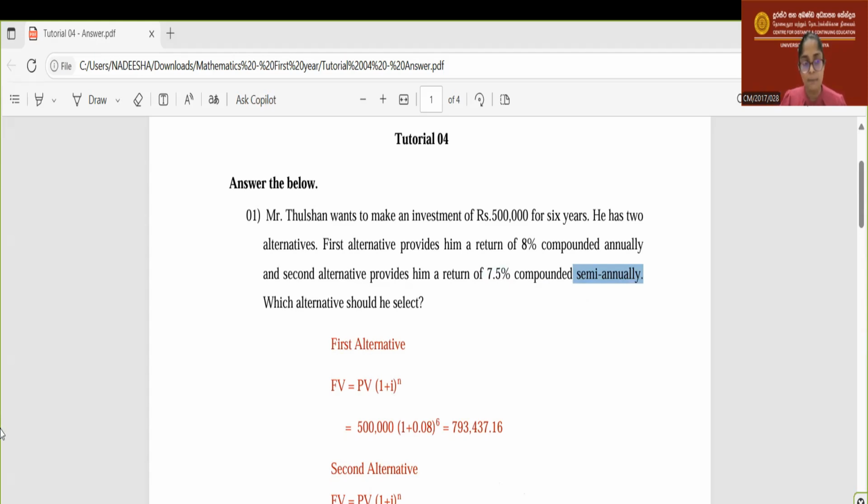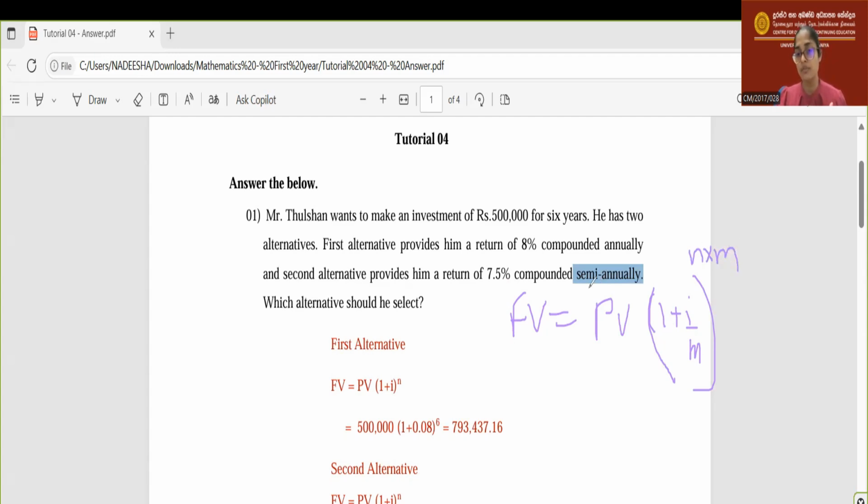That's why in the answer, I directly took 500,000 times 1 plus 0.075 divided by 2. Why? If it is annual, there are no worries, we can just take it as it is. But since the compounding adjustment is there, we divide the interest rate by the relevant number of compounding periods, and do the same for n, that means n multiplied by m. So if it is semi-annual, monthly or daily, you make a little adjustment: PV times (1 plus i divided by m) to the power of n times m.